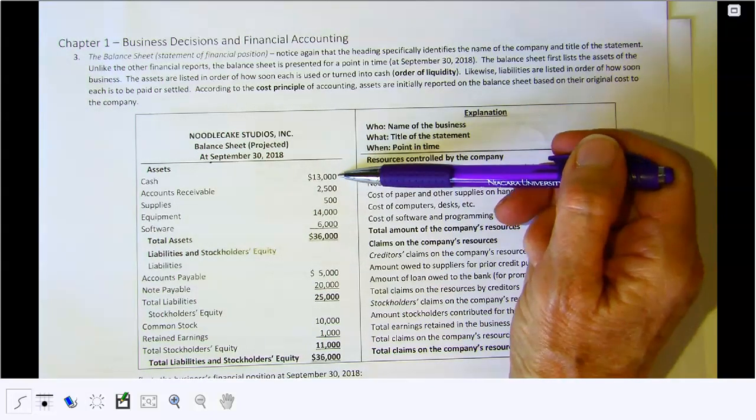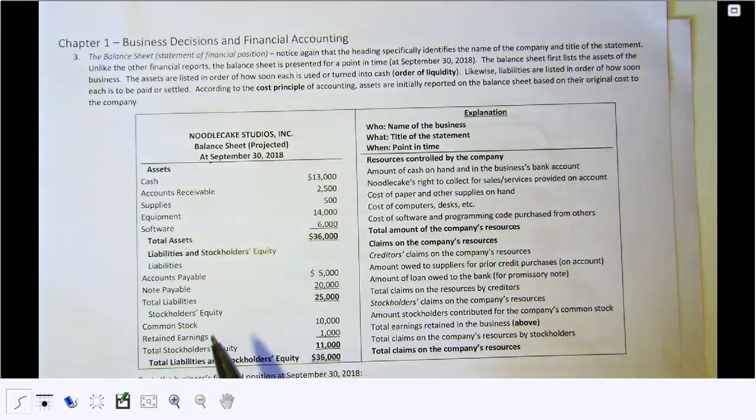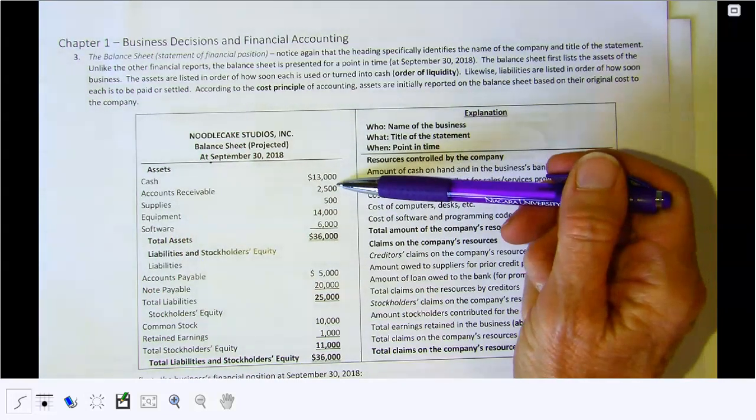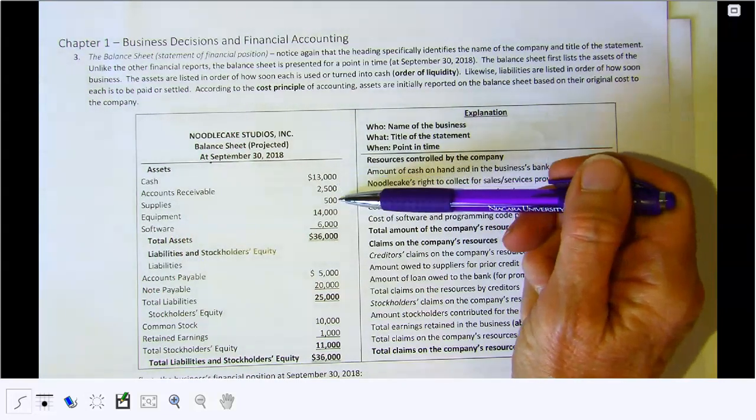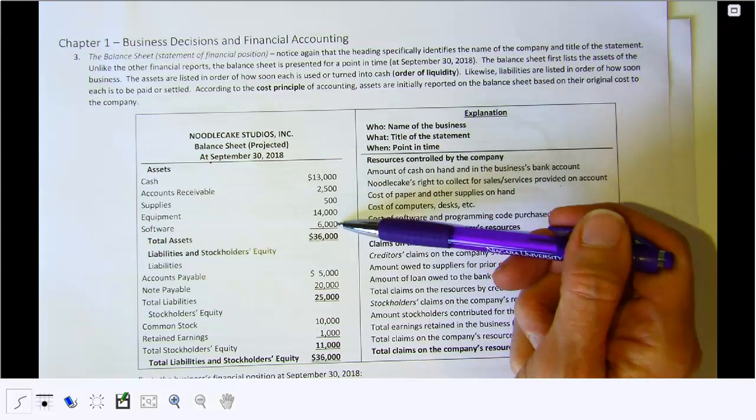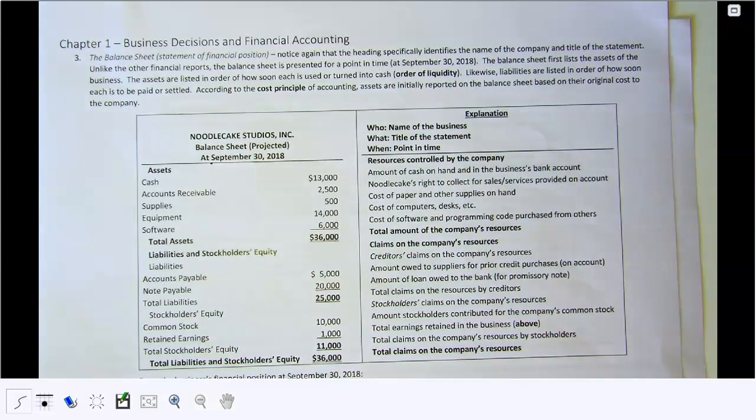We list that first. Then people who owe you money for sales on credit, called accounts receivable, when they pay you, those will be turned into cash. Now, supplies won't get turned into cash, but they will be used up, probably within the year. And equipment and software, they are going to take a while to get used up, so we list those last. And then we total the assets.